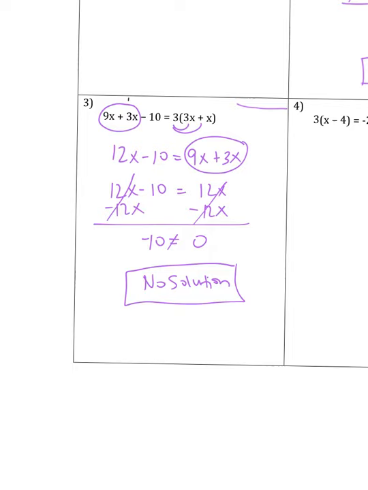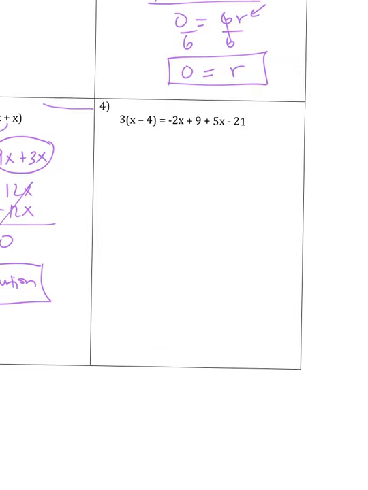And then the last one, I'm going to distribute 3x minus 12, and then I'm going to combine like terms. So I have 5x minus 2x is 3x. And 9 and minus 21 is going to give us negative 12. So we have 3x minus 12 equals 3x minus 12.